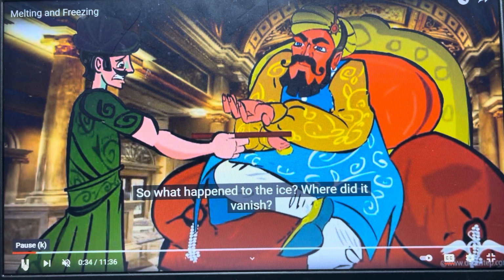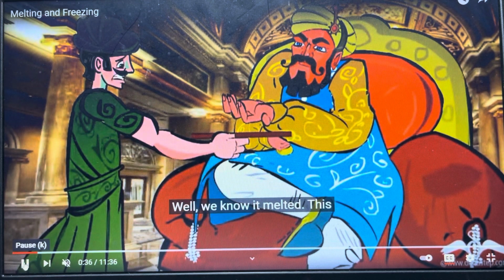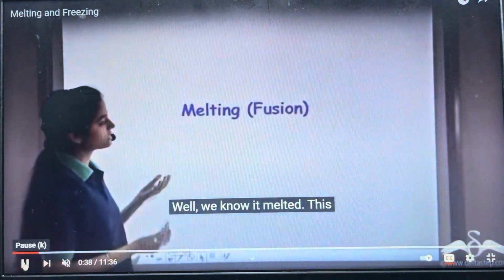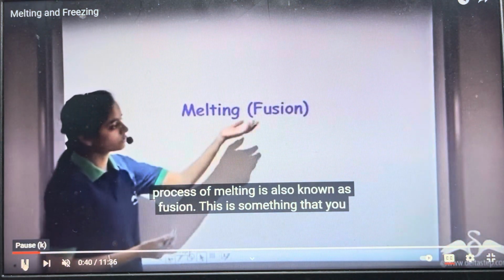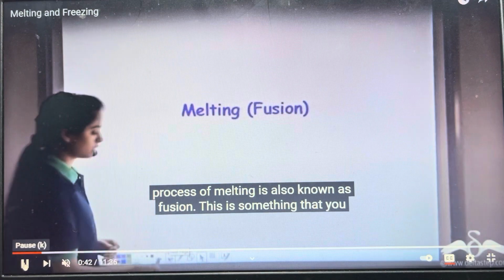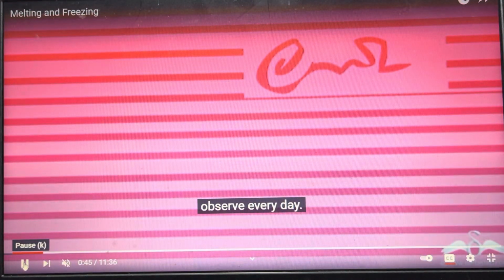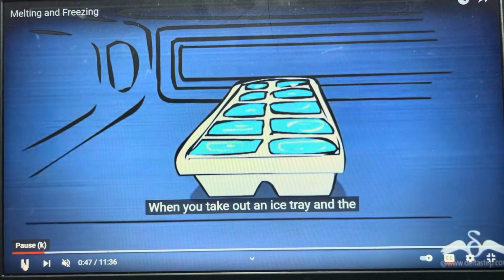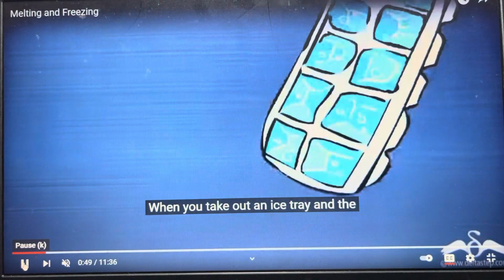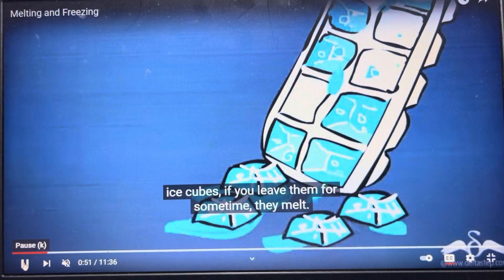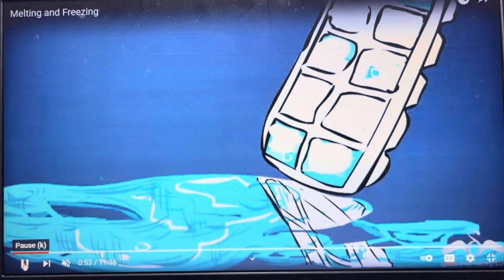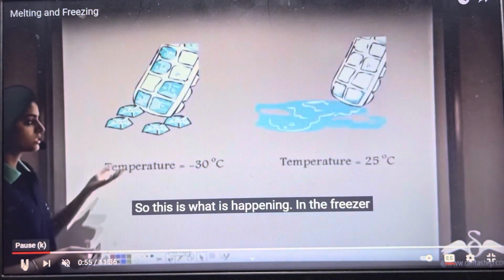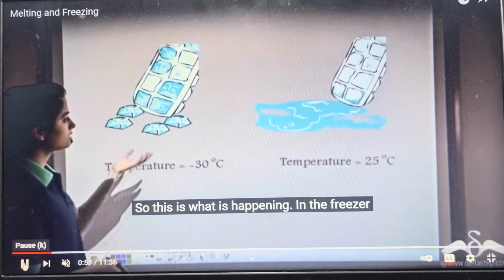So what happened to the ice? Where did it vanish? Well, we know it melted. This process of melting is also known as fusion. This is something that you observe every day. When you take out an ice tray and the ice cubes, if you leave them for some time, they melt. So this is what is happening in the freezer.